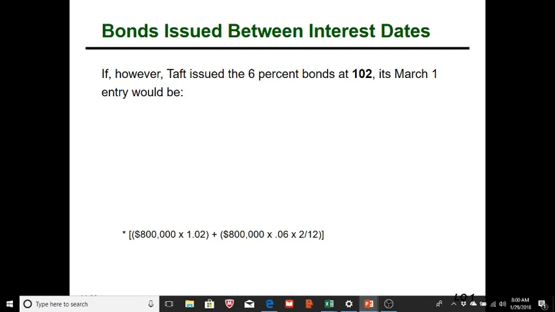But if they were to have issued the bonds at 102, their March entry would be a little bit different because the 800,000 would be subject to 102 and there would be a premium at play. So they have $800,000 worth of bonds, but the premium amount, the amount paid in excess of it, would be 16,000, and then there would be an additional $8,000 for those 2 months of prepaid interest. So they have cash coming in of $824,000.